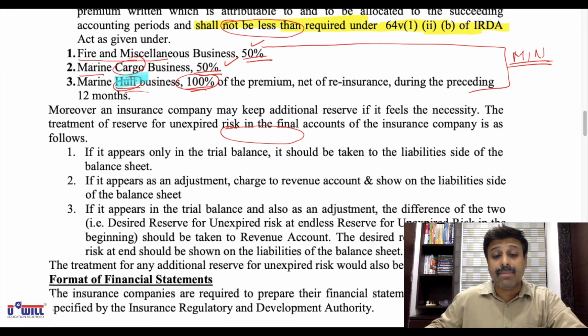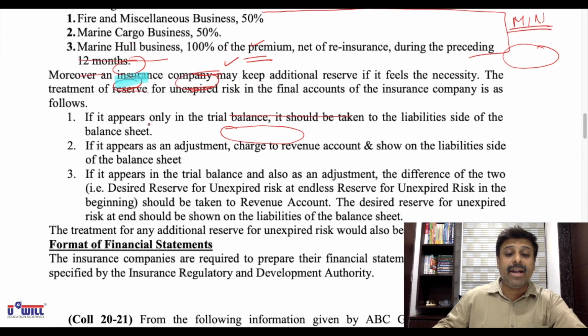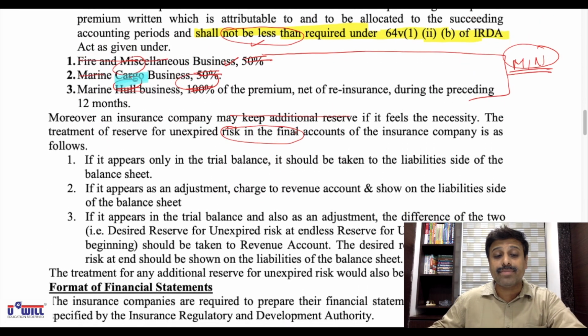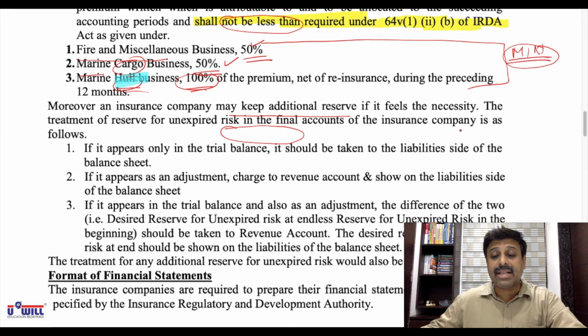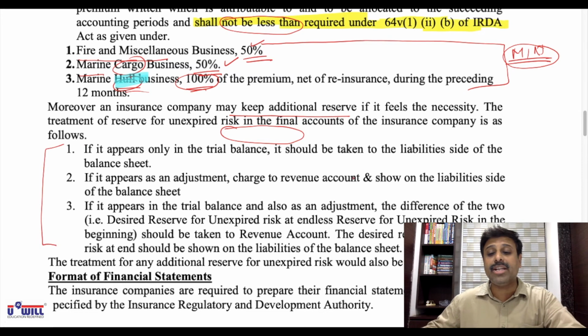Moreover, an insurance company may keep additional reserve. As I said, this is the minimum, so they may keep additional reserve if they feel the necessity. The treatment of reserve for unexpired risk in the final accounts of the insurance company is as follows. Now this treatment is given very complicated, so remember the concept in simple language.